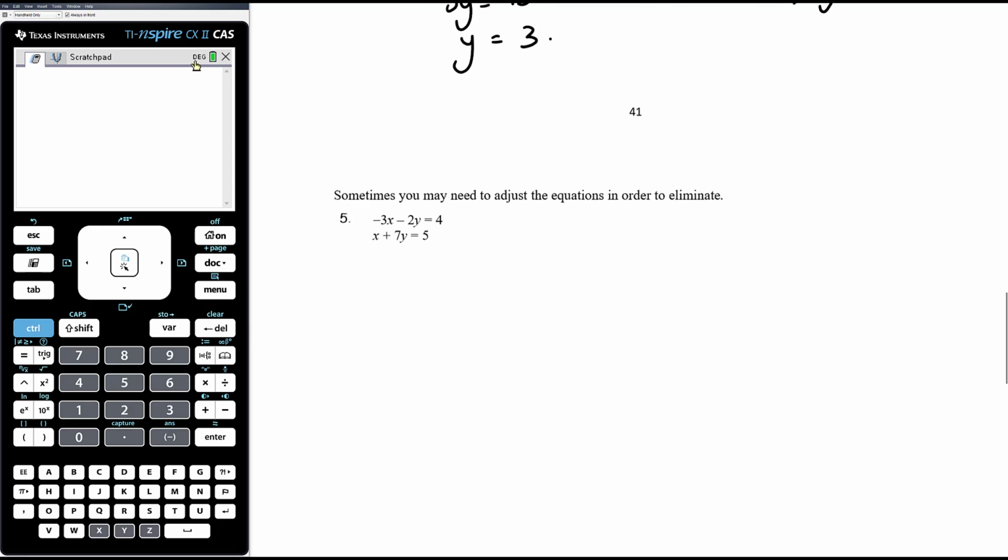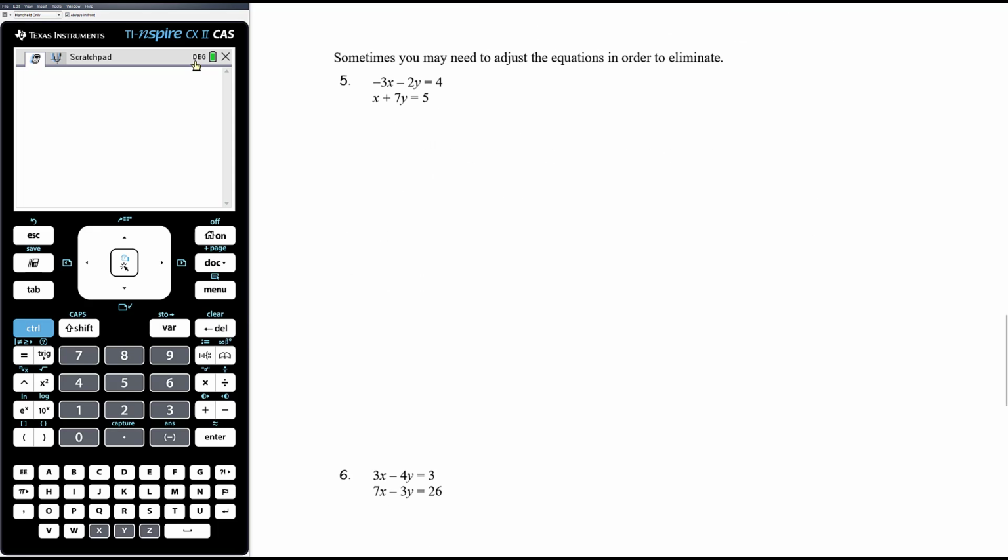These last two examples, we don't immediately have the same term in both equations. Now, we could easily make x the subject here. x is going to be 5 minus 7y, and then we could substitute and then solve from there. But I'm going to use elimination, although that would be a good method to use. What we want to focus on is that we first of all need to create the same term in both equations.